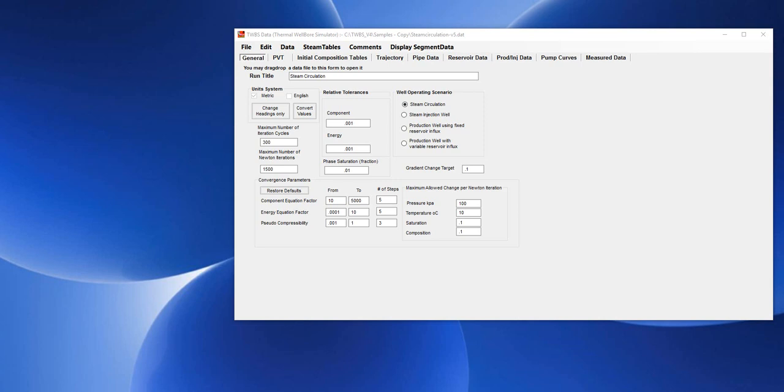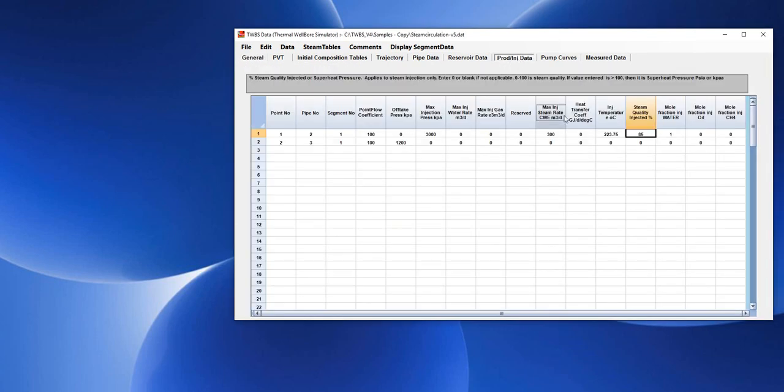This tutorial is about the Production Injection Data tab in Wellbore Simulator. When we click on this tab, you will see this form appear. The Production Injection Data tab is used to supply the information regarding the injection points or production points in a wellbore configuration.